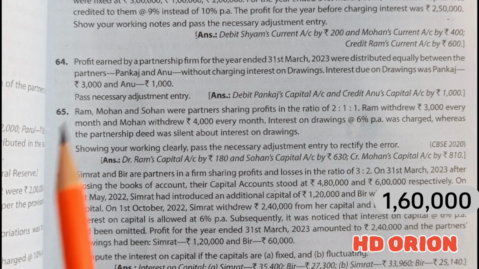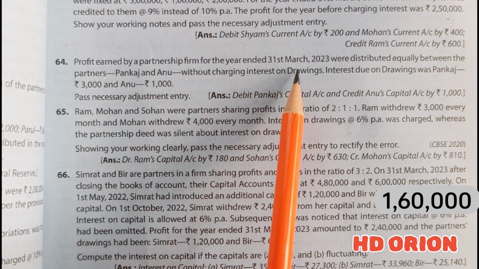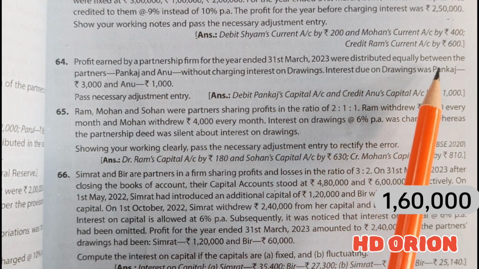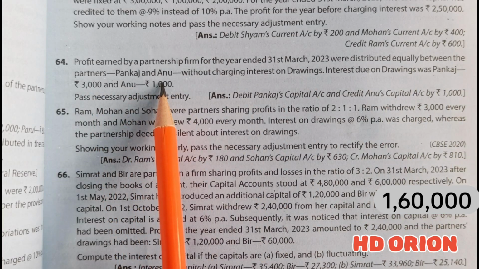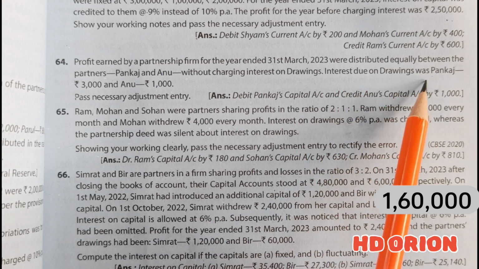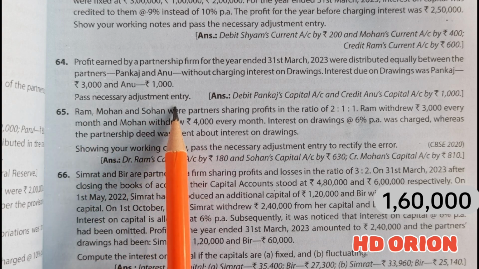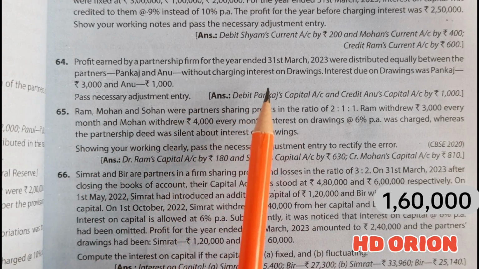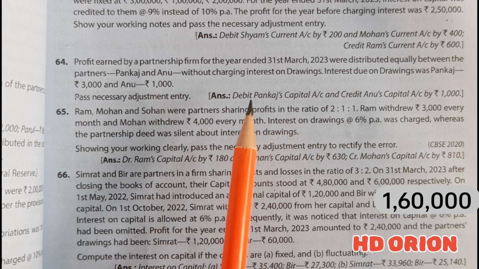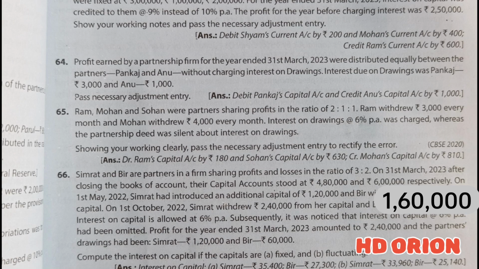Now let us see question number 64. Profit earned by a partnership firm for the year ended 31st March 2023 was distributed equally between the partners Pankaj and Anu without charging interest on drawings. Interest due on drawings was Pankaj rupees 3000 and Anu rupees 1000. Pass necessary adjustment entry. Now here in this question, interest on drawings is talked about. Only interest on drawings has been omitted from the books, and the benefit of interest on drawings as a profit to the partners has been missed.